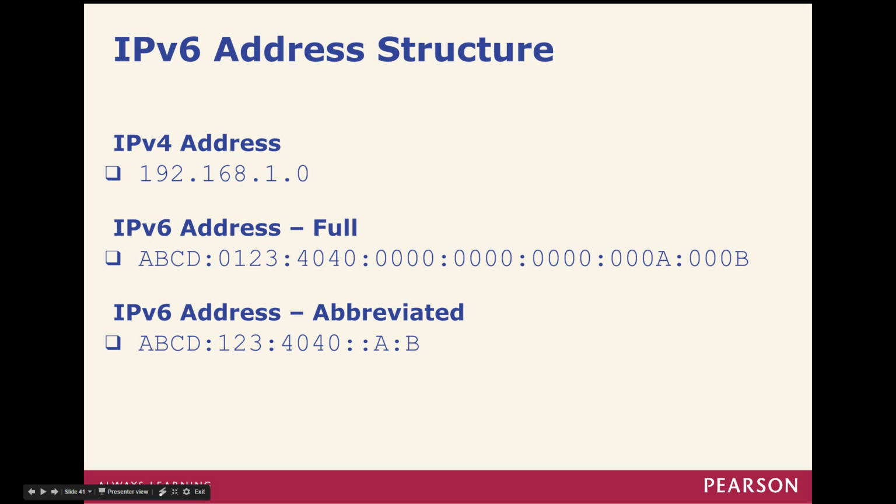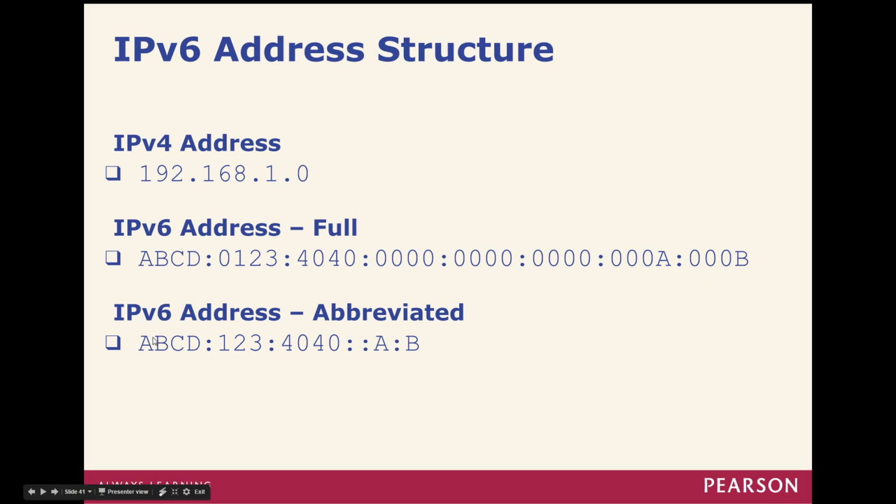The structure of an IPv6 address. So a full IPv6 address looks like what you see here in the middle. So it's hexadecimal. It has 4 characters in each hextet, and there are 8 hextets. So you can see 1, 2, 3, 4, 5, 6, 7, 8 hextets with 4 characters in each one.